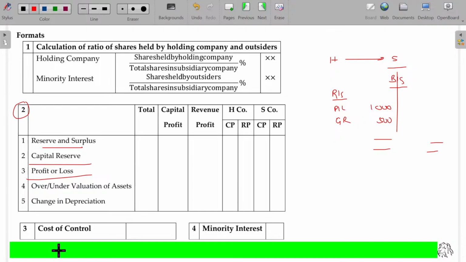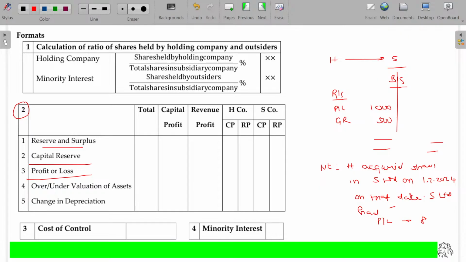Now, note: H Limited acquired shares in S Limited on 1st July 2024. On the date, S Limited had P&L account being 800, GR being 450. Now what happens here?